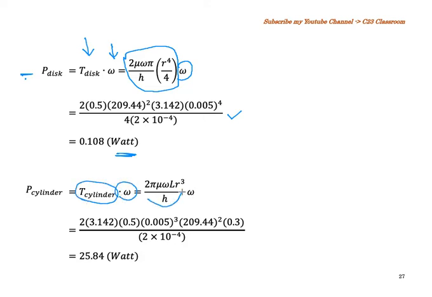And then for the cylinder, we need to calculate the torque for the cylinder times omega. This is the equation for the torque of a rotating cylinder, and this is the omega. We substitute the values, and we get 25.84 watt.